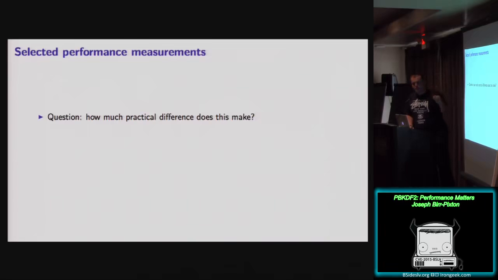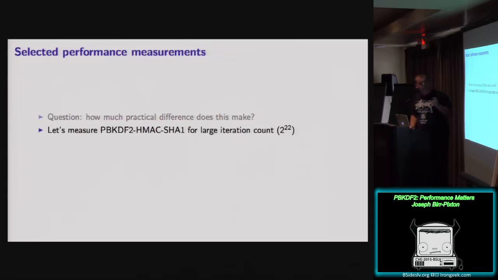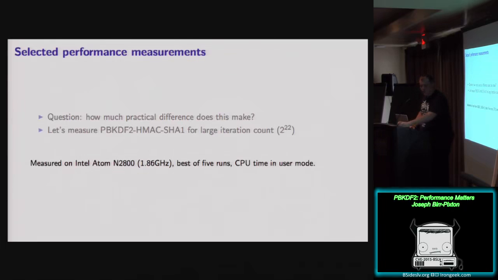The next question is, how much practical difference does this make? Does a 2-time advantage get lost in the noise? Is it covered over by other inefficiencies, by slow compression function implementations and stuff? So, let's measure it for huge iteration counts. This all scales linearly with iteration counts, so whatever.